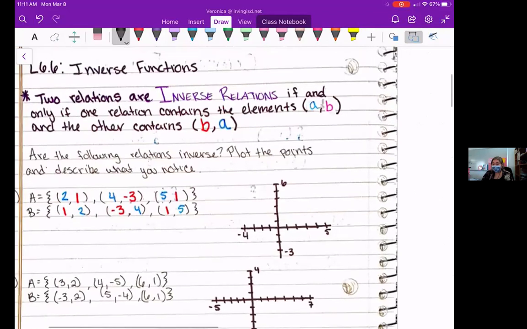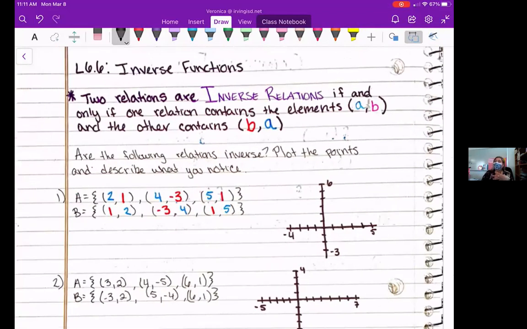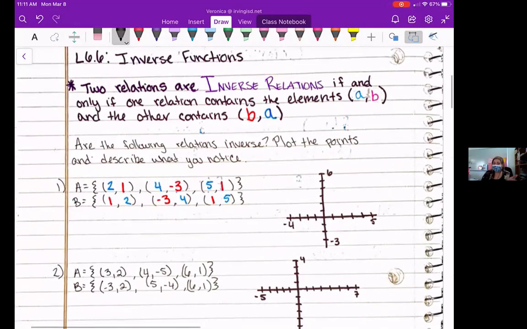Now, what does that have to do with inverse functions? Because you have to understand what inverse even means in order to start to understand what we're doing. Basically, I want to go back to the original. So what is inverse? Two relations, so not necessarily a function, just a relation. Two relations are inverse if and only if one relation contains the elements (a, b) and the other contains (b, a). So first of all, what do you notice between (a, b) and (b, a)? What happened? They switched. Do y'all see that? Okay.